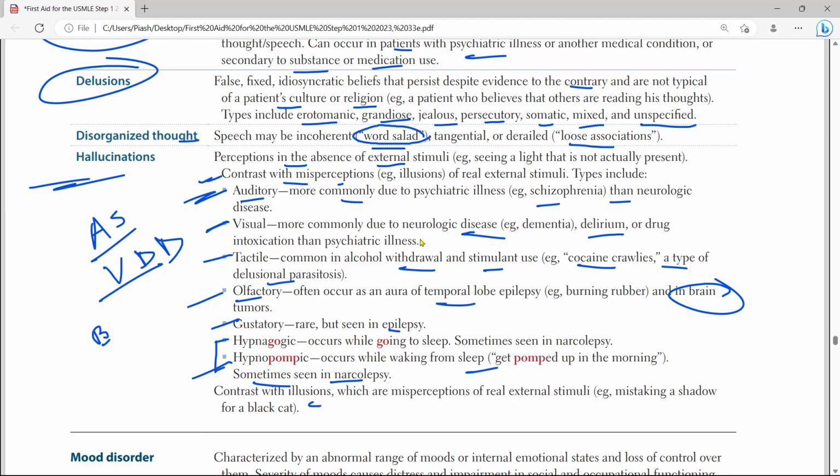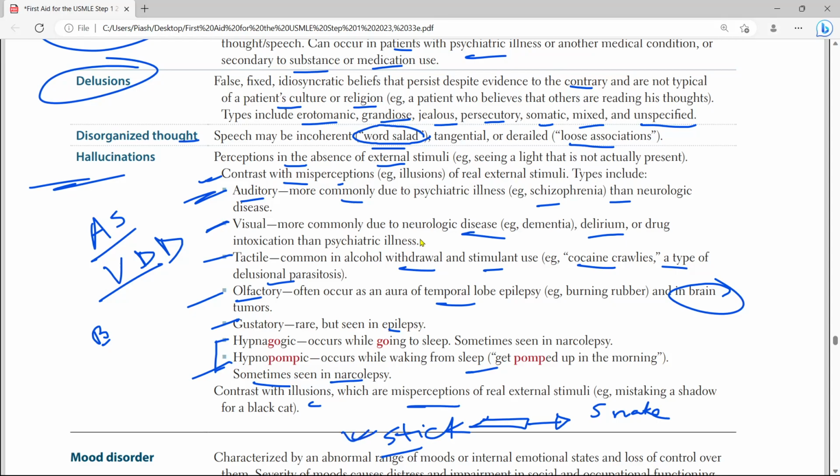Contrast with illusion. Illusion is a misinterpretation of a real external stimulus. There is a stimulus, like mistaking a shadow for a black cat. Like there is a stick, but you think that it is a snake. So the stick looks like a snake.